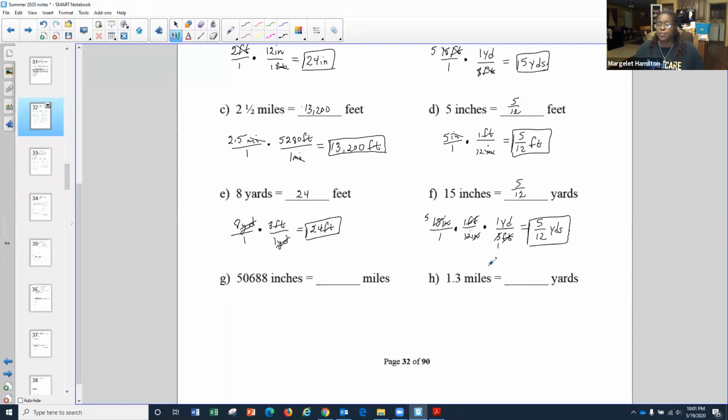So this is about as difficult as it's going to get, if this is what's difficult. You don't have a direct conversion from inches to yards, so we had to do a relay. So we had to do 2 conversions to get there. All right, pause the video here and see if you can do G and H. You're going to see that you have to do a little relay there, and then we can come back and check our answers.